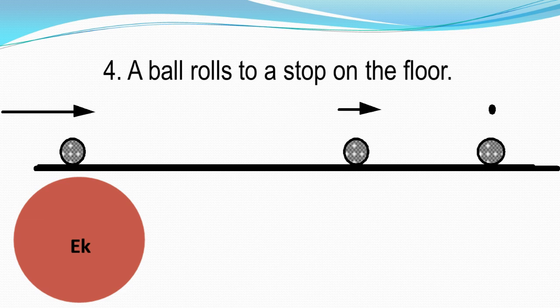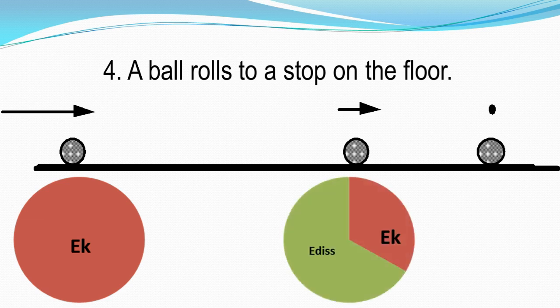It creates sound energy, that dissipated energy. That's what takes up the room because we only have so much energy. It takes up that room in that pie chart, leaving us with only a little bit of the kinetic energy. It's still moving, but not as fast. At the very end, it's no longer moving. All of that kinetic energy turned into dissipated energy. That ball gave off thermal energy as it created friction, and as it rolled, it made a small amount of sound energy as well.